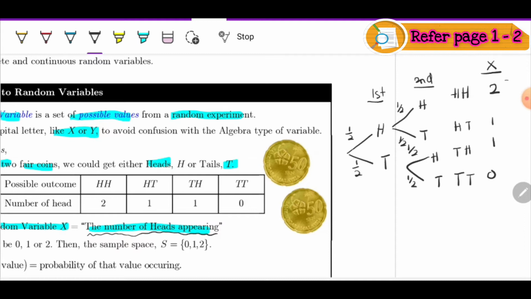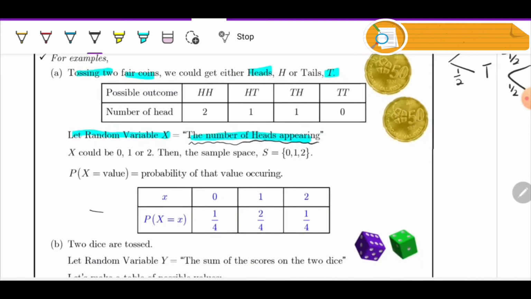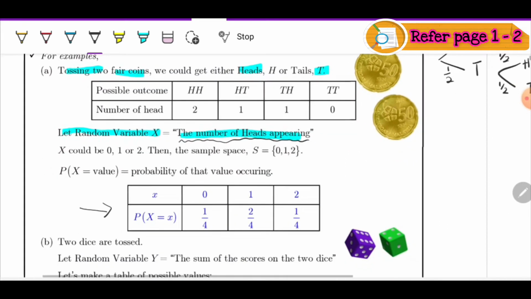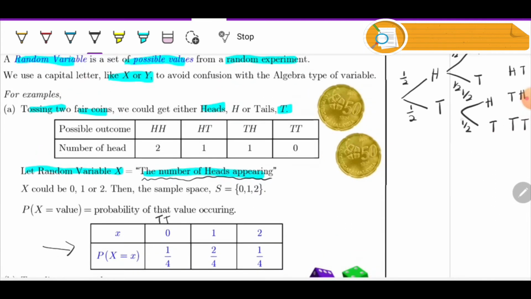So now we can represent the variable X, referring to the number of heads appearing, by using a table. We start from 0, which is 0 head. 1 means 1 head, 2 means 2 heads. The probability of getting 0 head means tail, tail. The probability is 1/2 times 1/2. So we get 1/4.